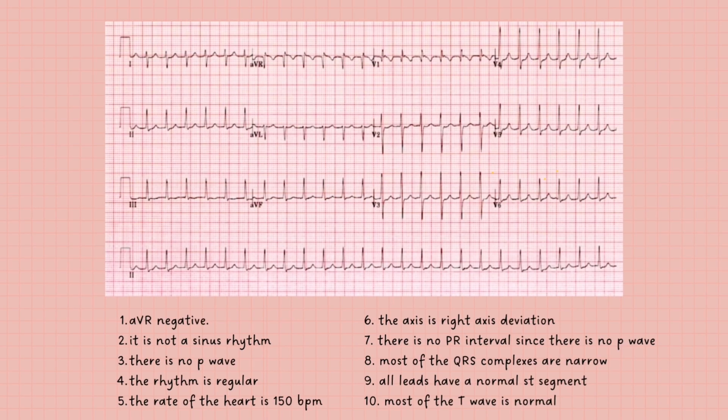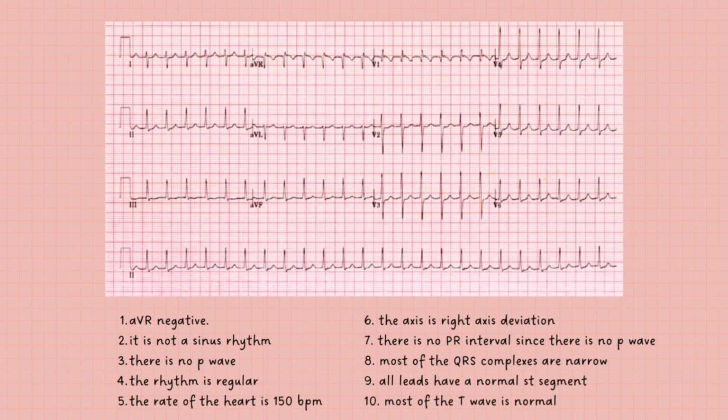We look at the PR interval. As you can see here, there is no PR interval since there is no P wave. The next step is we look at the QRS complex. In this ECG, based on lead 2, we can see that the ECG has a narrow QRS complex.